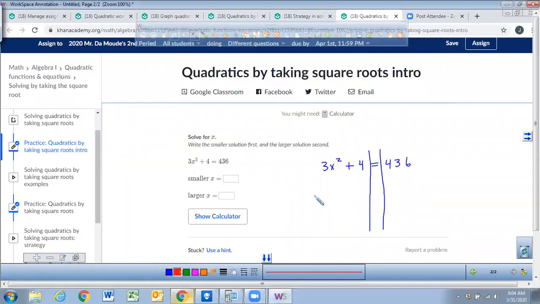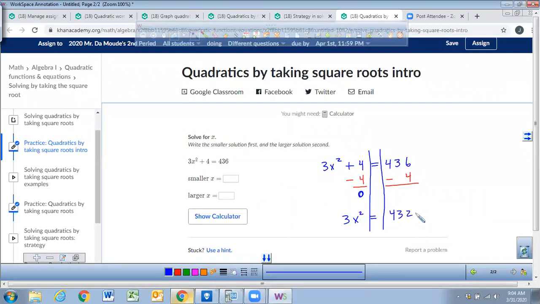So first step, we're going to solve for x. We're solving for x. That's basically we're going to get two different answers. We'll get a smaller one, a larger one. But I got to get all of these x squareds by itself. So I got to take away 4 from this side, and I have to take away a 4 from this side. So these are additive inverses. They zero out. We're left with 3x squared equals 436 minus 4 gets me 432.